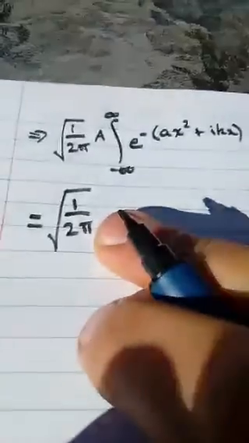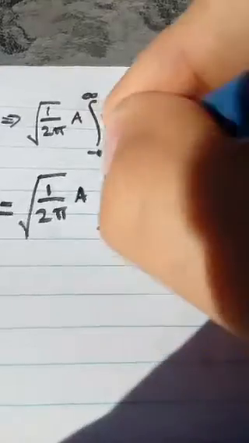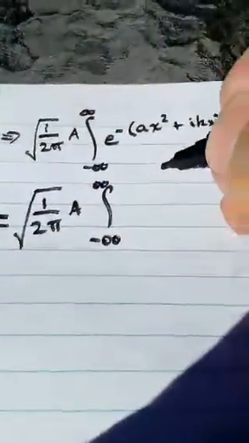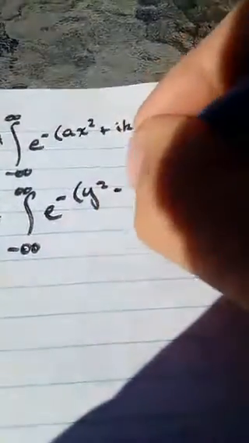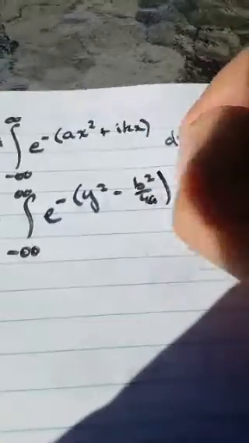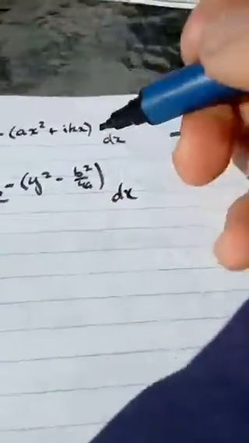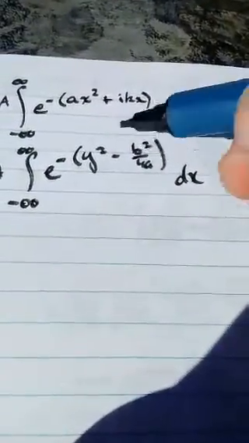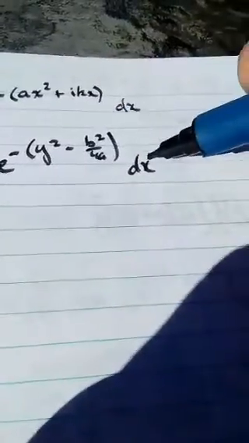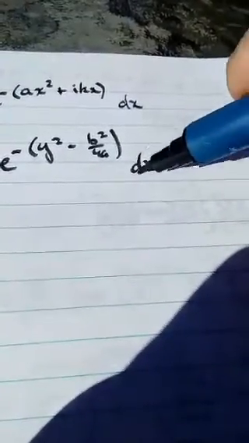Equals 1 over 2 pi, a integral from minus infinity to infinity of e to the minus y squared minus b squared over 4a dx. But now we have another problem. The problem is that we are now integrating with respect to y, but it says with respect to x. So how do we fix this?